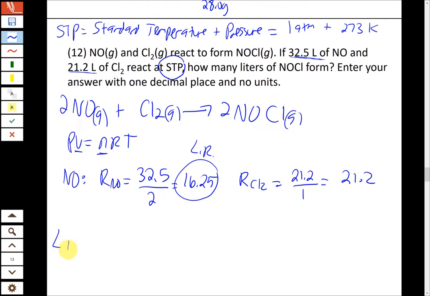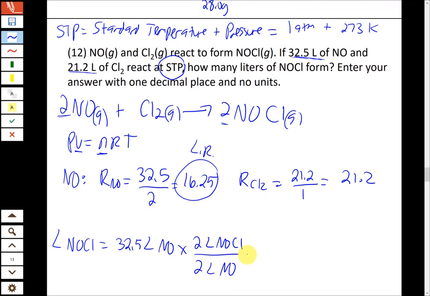We're looking for the volume of NOCl that forms in liters. We have 32.5 liters of NO. And then from the balanced equation, we're going to form 2 liters of NOCl. Again, for gas phase reactions, you can interpret coefficients as volume ratios as well. So 2 liters of NOCl are going to form for every 2 liters of NO that react. Both have coefficients of 2. So you end up getting the same number, 32.5. So you can just enter that number in, 32.5, as your answer.